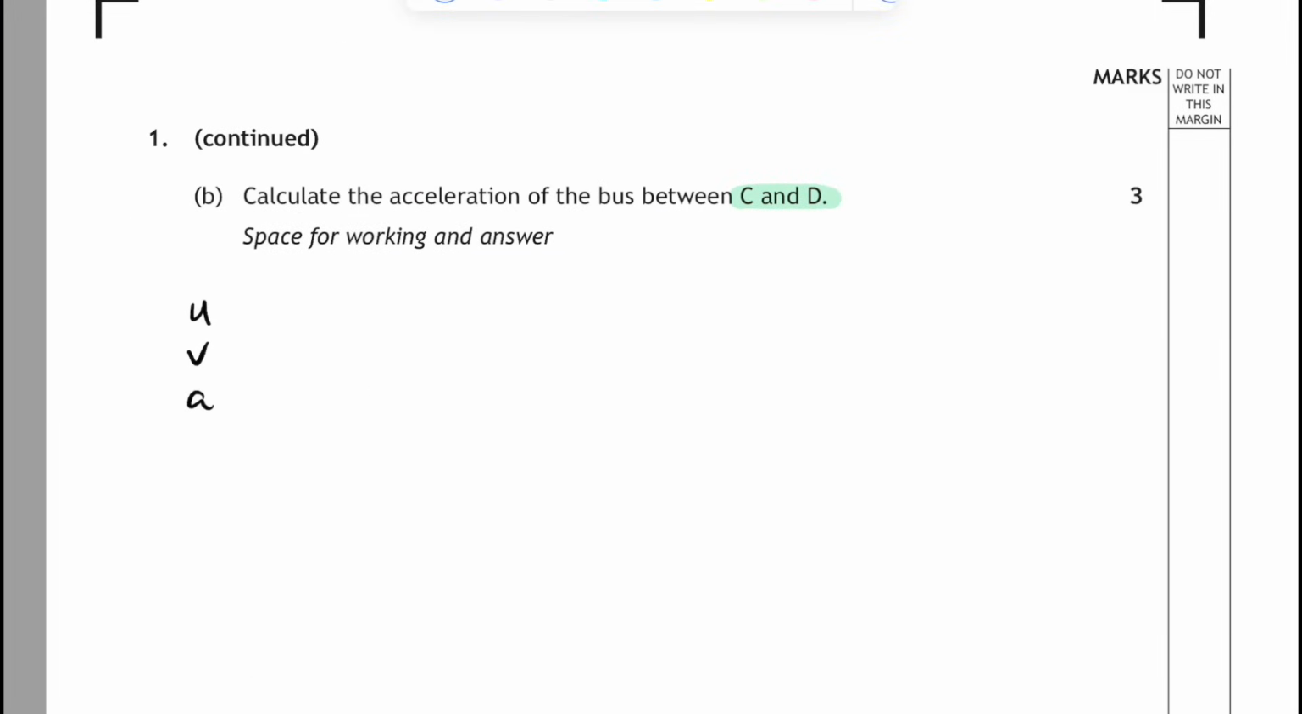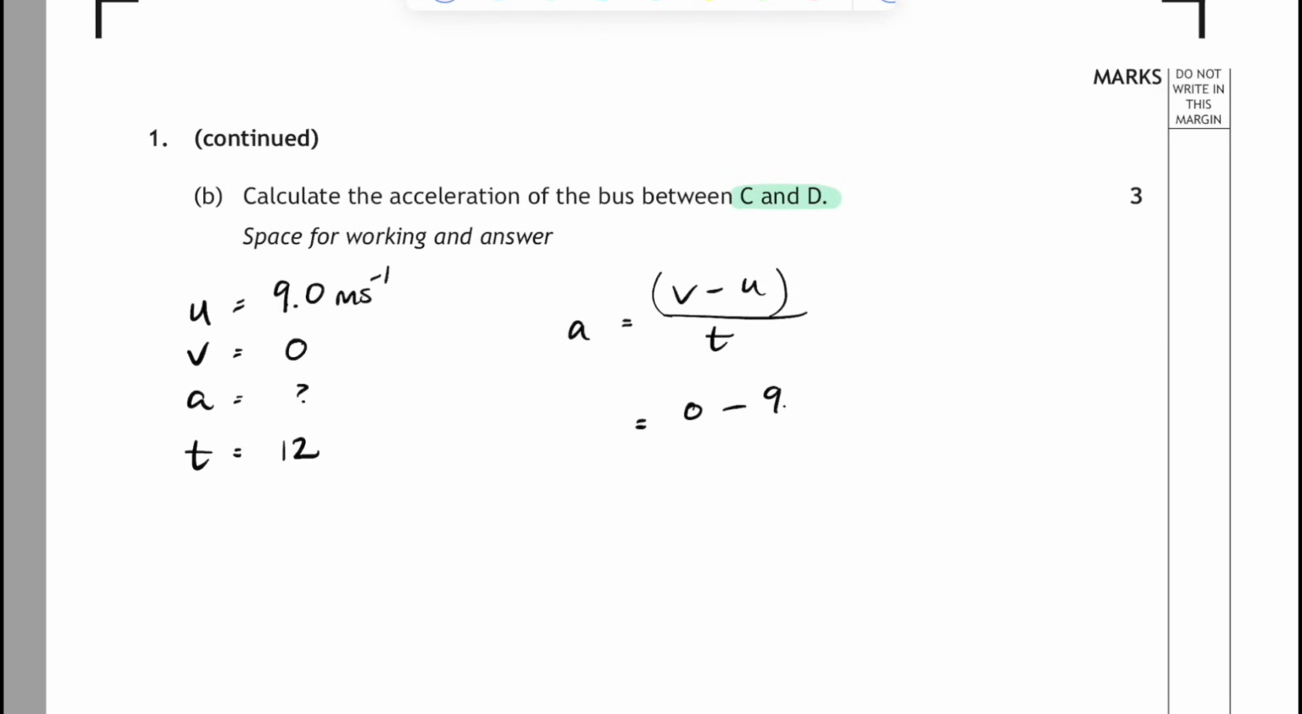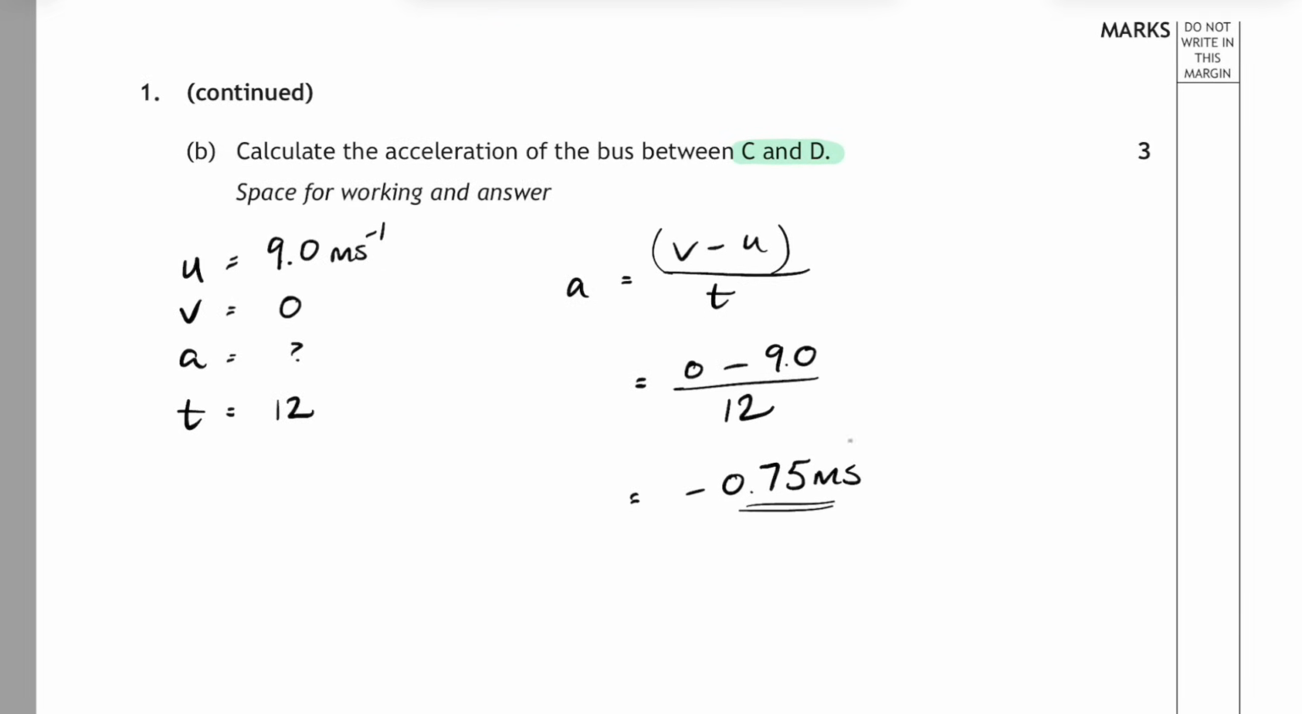Now I better write it in the right space. So make the little shopping list. Start speed was 9 meters per second, final speed was 0, and the time for that change was 12 seconds. So if we rewrite that here, 0 minus 9 divided by 12 is minus 0.75 meters per second squared. Oh, wrong unit. Minus 2.